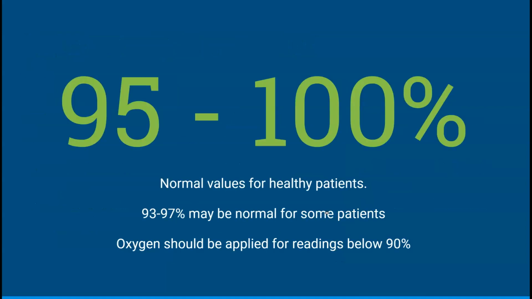95 to 100% is considered your normal value for a healthy patient. Some patients might live in the 93 to 97%, right? So COPD patients. If you have any reading below 90, you should very well be putting that patient on oxygen. If you have a patient who is complaining of shortness of breath, you should be putting them on oxygen, okay?